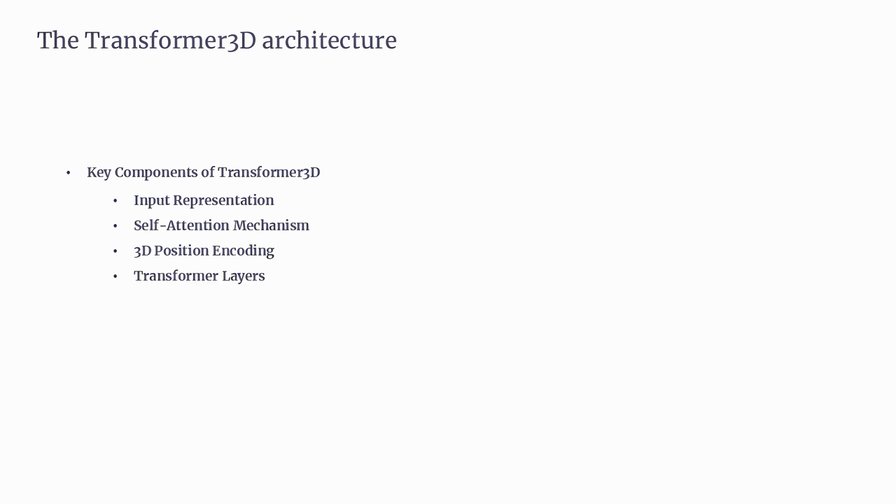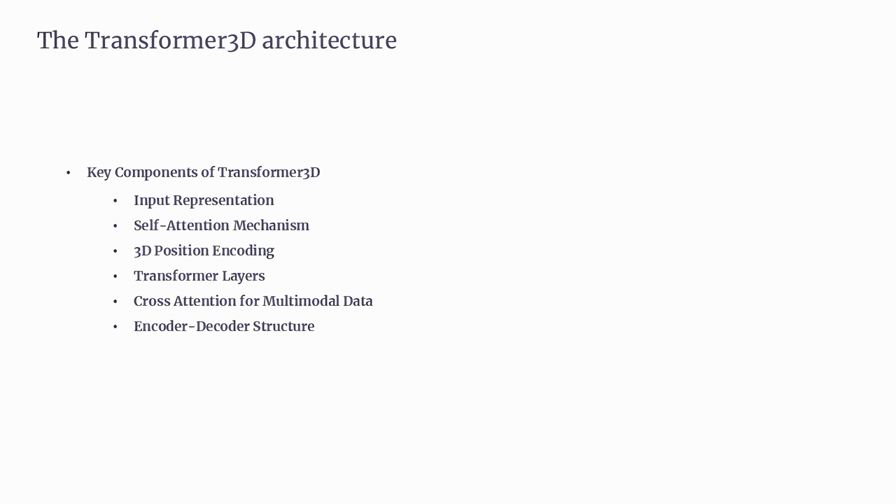4. Transformer layers. These include layer normalization for stable training, feed-forward networks for pointwise feature transformations, and residual connections to ensure stability. 5. Cross-attention for multimodal data. In tasks involving multiple data types, such as combining 3D point clouds with 2D images, cross-attention aligns information across modalities, ensuring consistency.